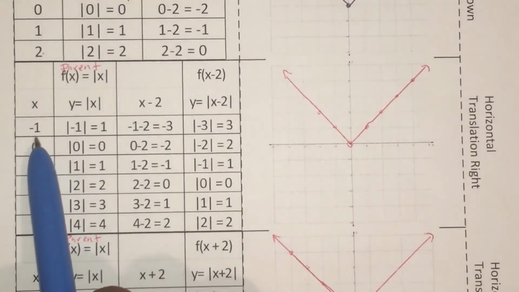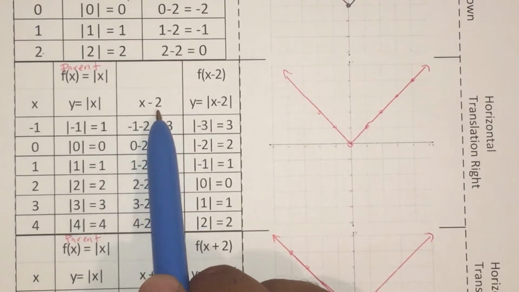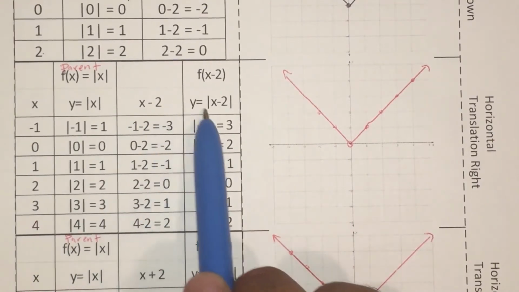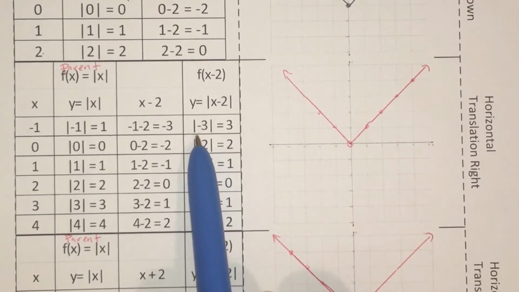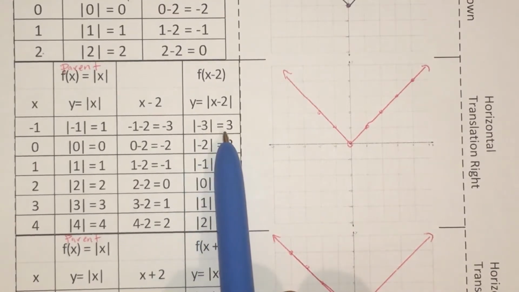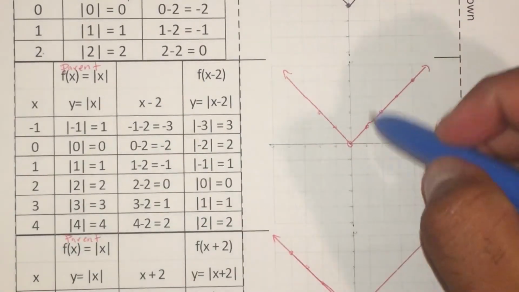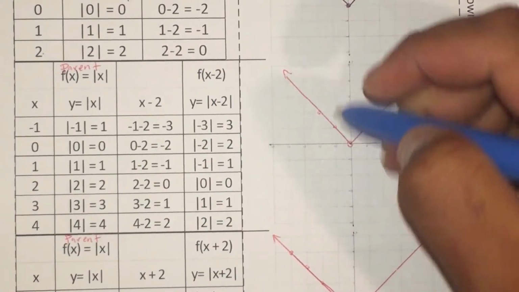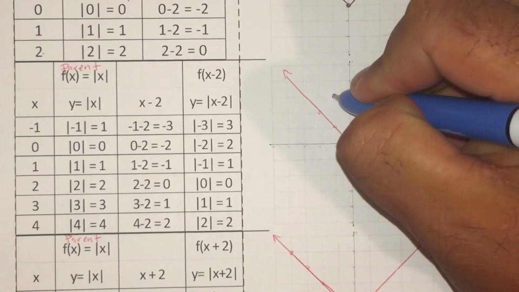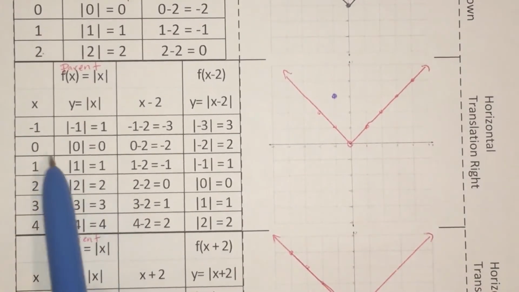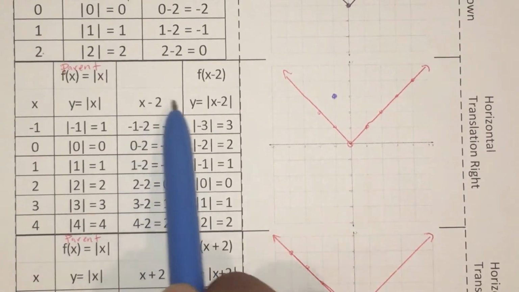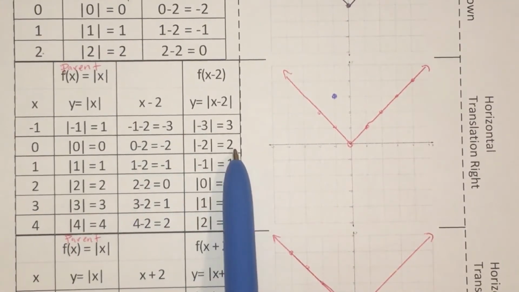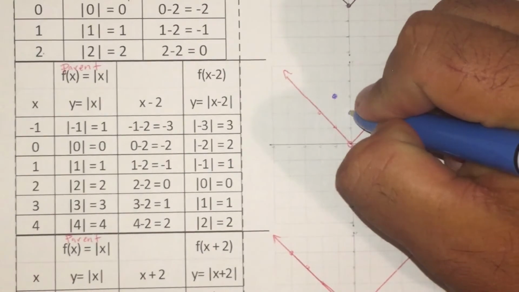So we have -1 minus our 2. It's going to give us our -3. And our -3 is what we're going to put inside the function, which is the absolute value. And that gives us our +3. So at -1, we're going to have +3. Same thing here, we have 0. 0 minus 2 is -2. The absolute value of -2 is +2. So at 0, we're going to have 2.